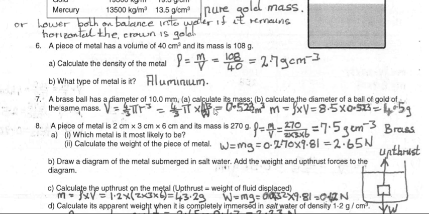0.523. We have to convert this millimeters into meters, so in order to do that, we have to divide by 1,000. So 5 millimeters divided by 1,000 is 0.005. So that's what's going to be in here. So it's going to be 4/3 pi times 0.005 all cubed gives 0.523. Then find the mass. The mass is the density times the volume, which is 8.5 times 0.523 equals 4.5 grams.